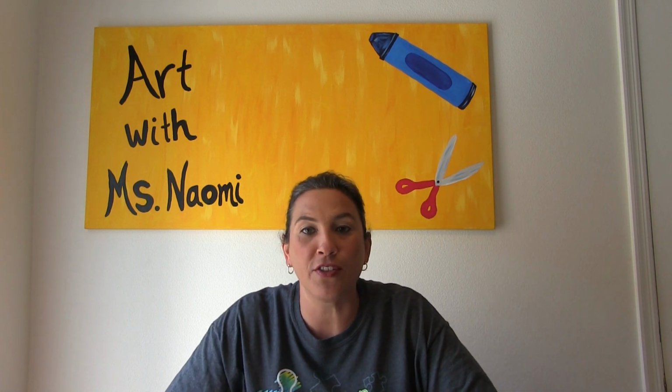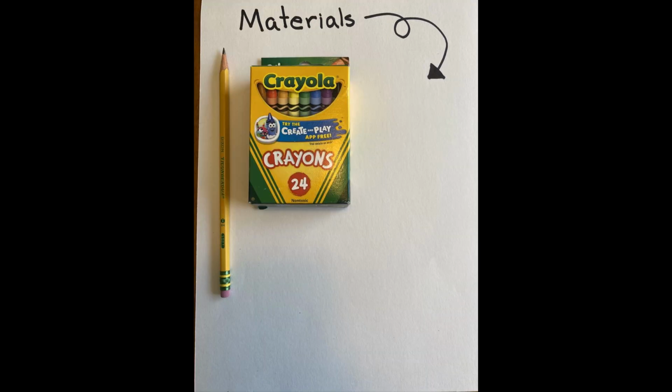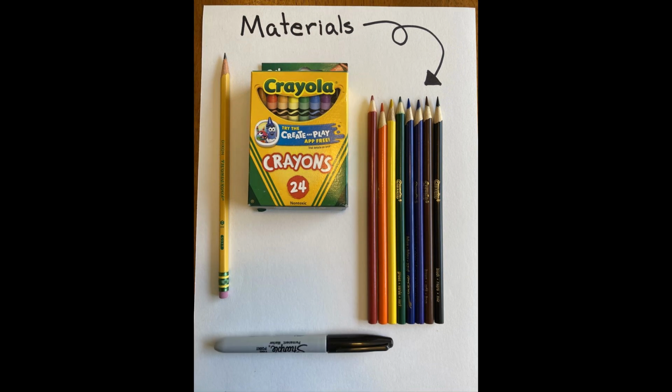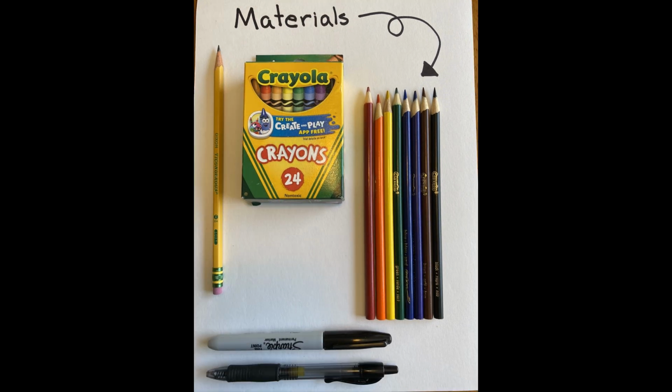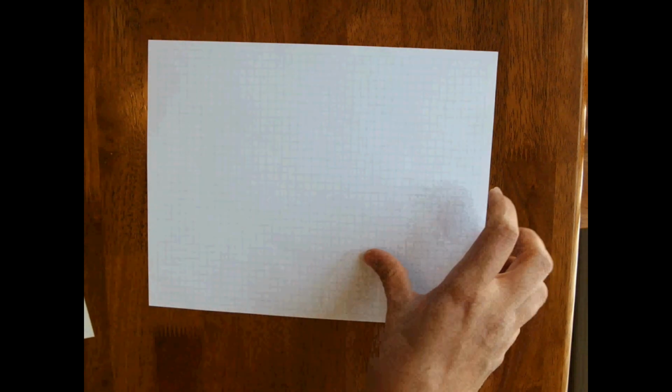Now, here are some of the materials that you will need to make this lesson successful. If you don't have all the materials, it's okay. But the first thing you'll need is a pencil, some crayons, colored pencils, a Sharpie, and a pen. If you do not have all these materials, like I said, it's okay. I'm going to do this in Sharpie because I want you guys to see it. If I do it in pencil, it won't show up.